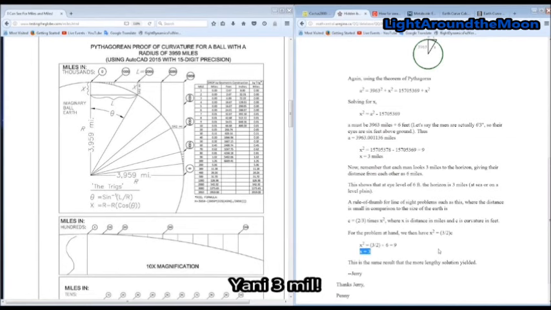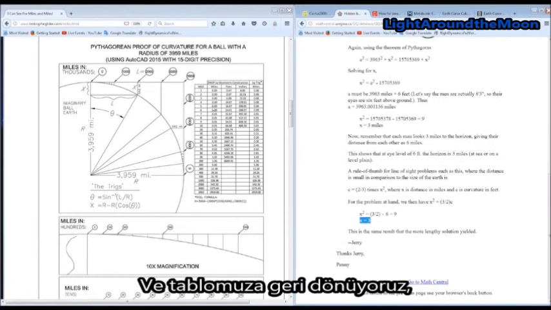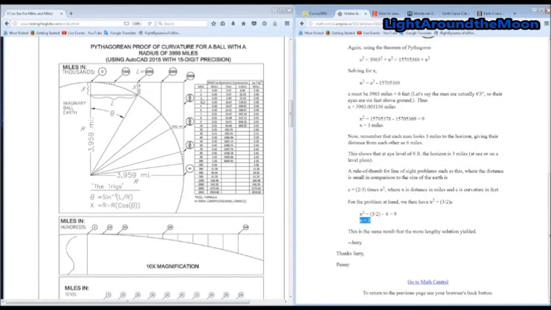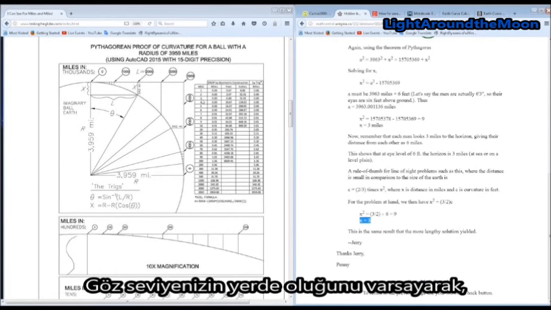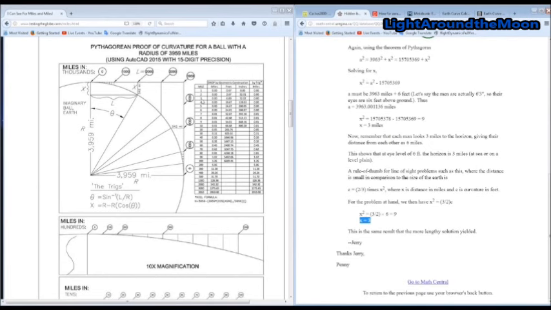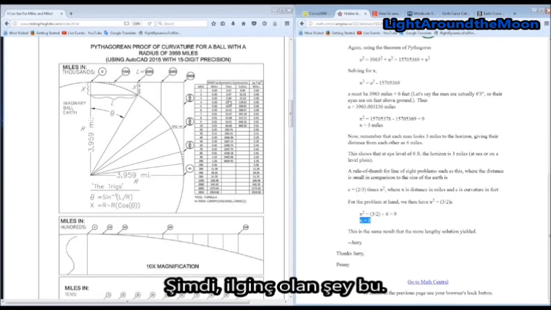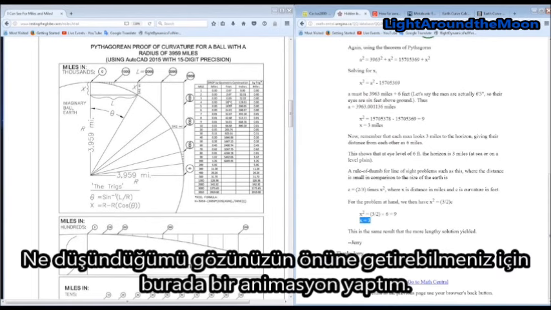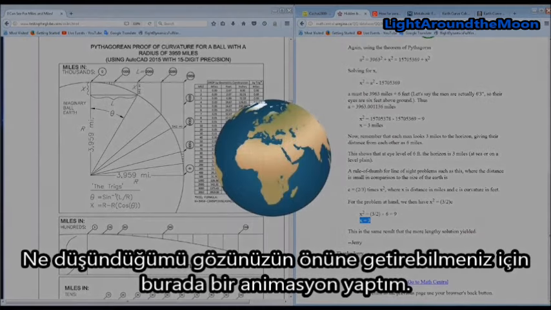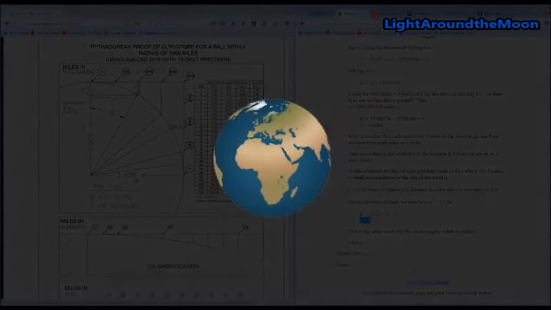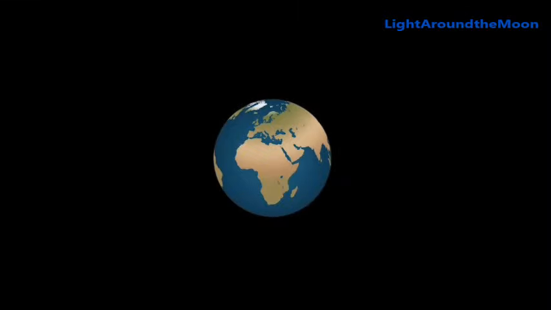So at 3 miles now, and we'll go back to our chart here, assuming your eye level is at the ground, 3 miles, 6 foot is obscured. Now, this is what's interesting. And I'll create a little animation here for you to be able to visualize what I'm thinking here. And I'll let you think this through with me.